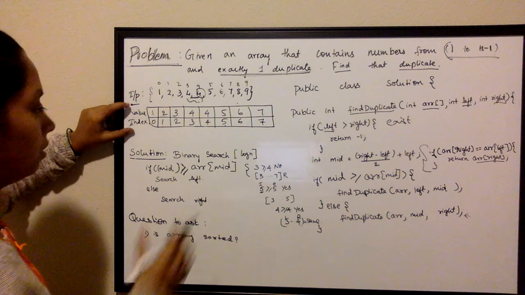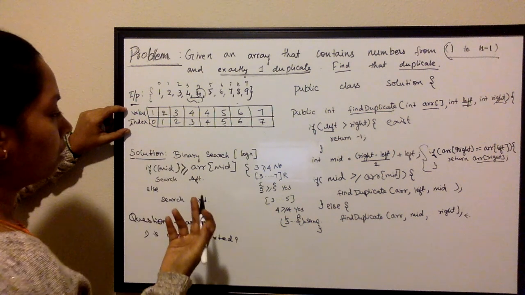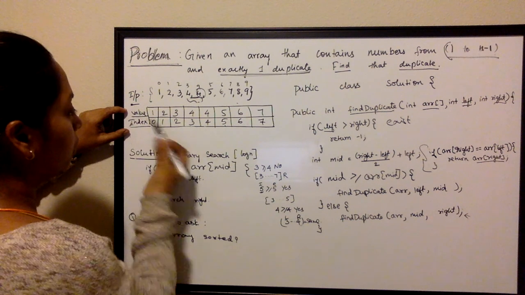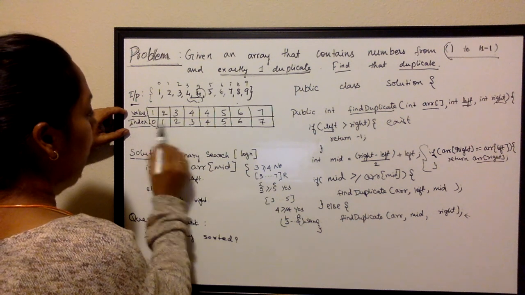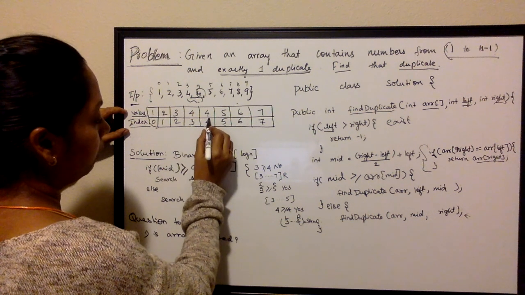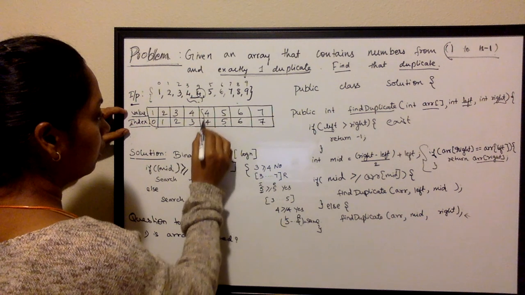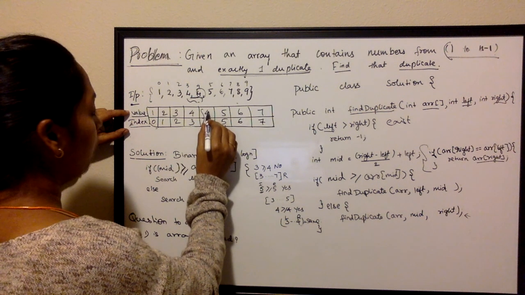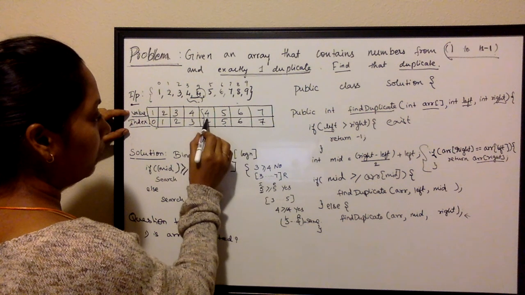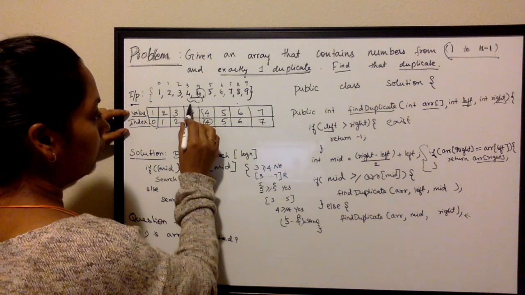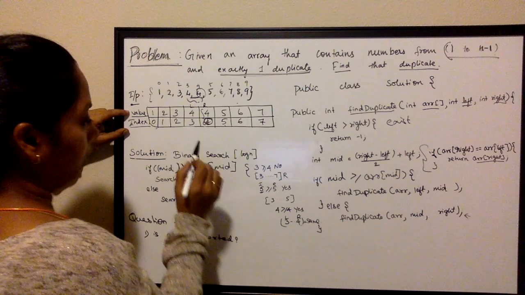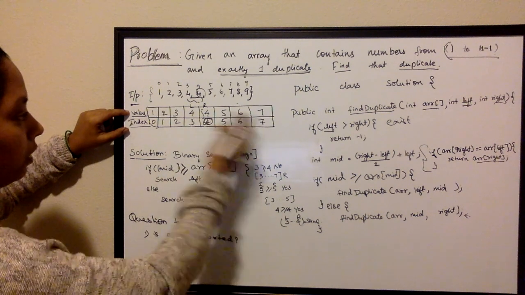Let's go to the solution. If you see an array, this is the index and this is the value of the array. The index value is always lesser than the element value, and if there is a duplicate, then the index and the element value become the same. So we have to find the first such element and return it. If left and right are both equal, return this right element. So this is what we are trying to implement.